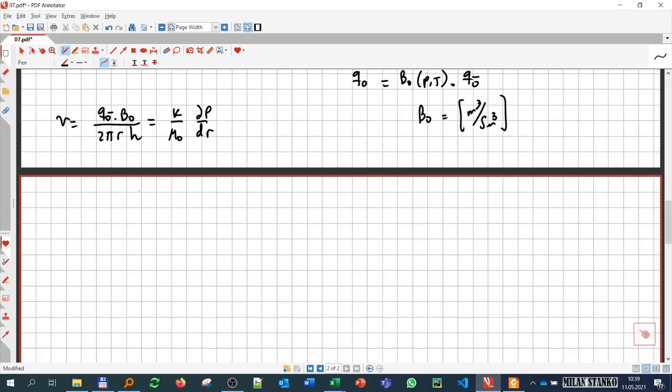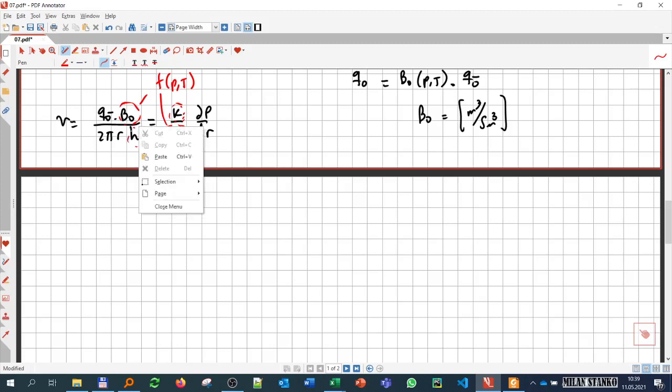If you remember, these properties are actually a function of pressure and temperature. This one is a constant typically, since I'm assuming it's homogeneous, with the same permeability. H is also a constant. R is simply a function of R. And the 2 pi is a constant.